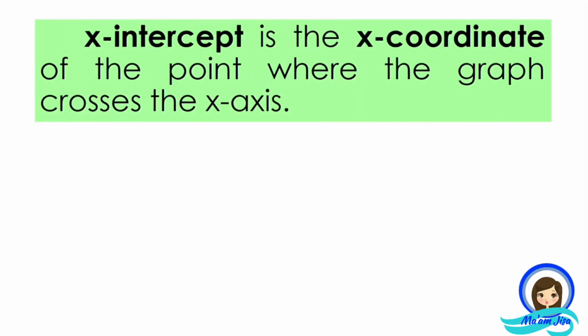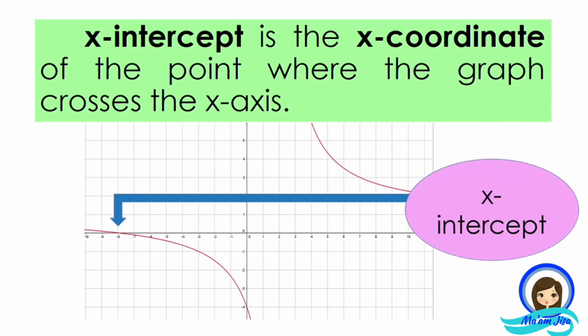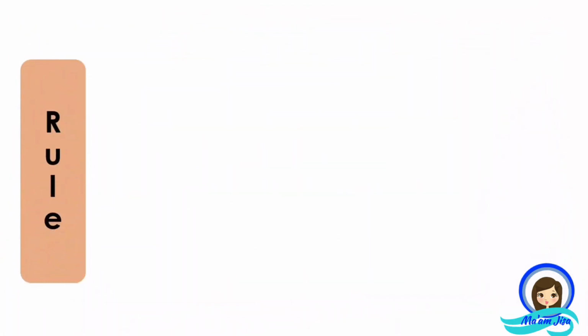The x-intercept is the x-coordinate of the point where the graph crosses the x-axis. In this particular graph, at what point does the graph cross the x-axis? That's right, it's -8. Therefore, -8 is the x-intercept. It is easy to determine the x and y-intercepts when there are graphs.